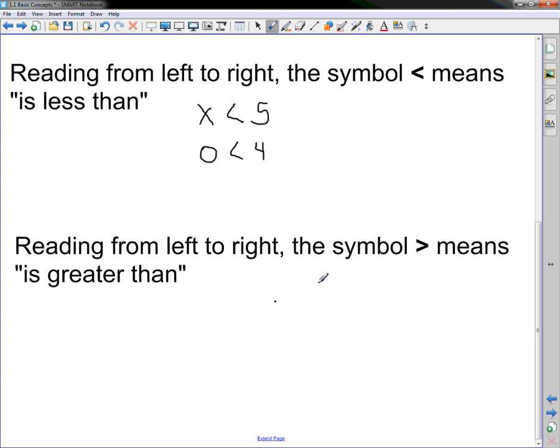We also have, reading from left to right, this symbol means is greater than. So I could have x is greater than 2. This would be all the x numbers greater than 2. Or maybe we have 5 is greater than 1. So you want to read from left to right. So just looking at our equations and inequalities a little bit.